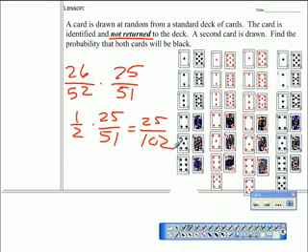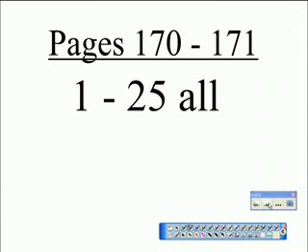What's the operation we're doing today? Multiplying, yeah? All right, pages 170, 171, 1 to 25, all.